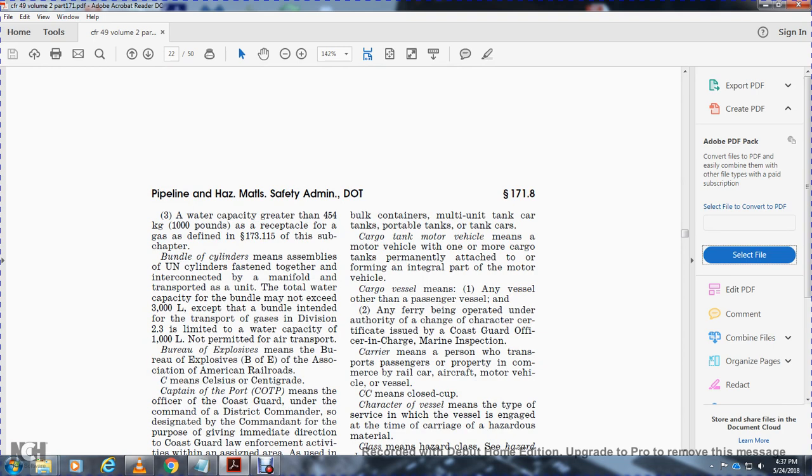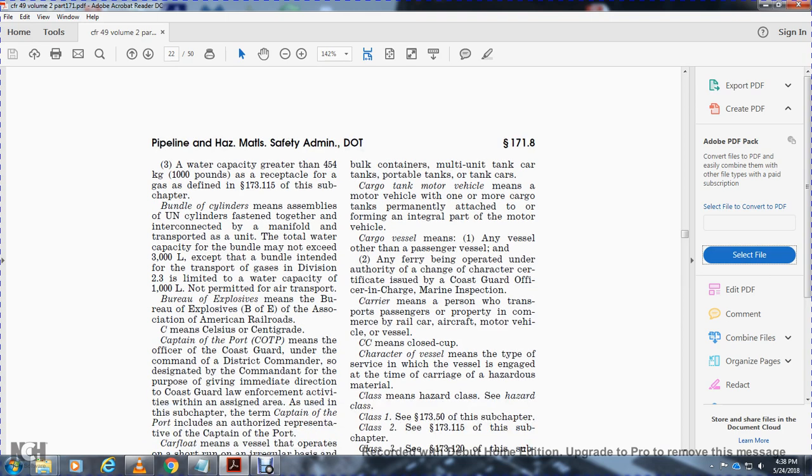Bundle of cylinders means an assembly of UN cylinders fastened together and interconnected with a manifold for transportation. The total water capacity of the bundle may not exceed 3,000 liters, except that for Division 2.3 the limited water capacity is 1,000 liters. Not permitted for air transportation. Bureau of Explosives means the Bureau of Explosives, the B of E, of the Association of American Railroads.